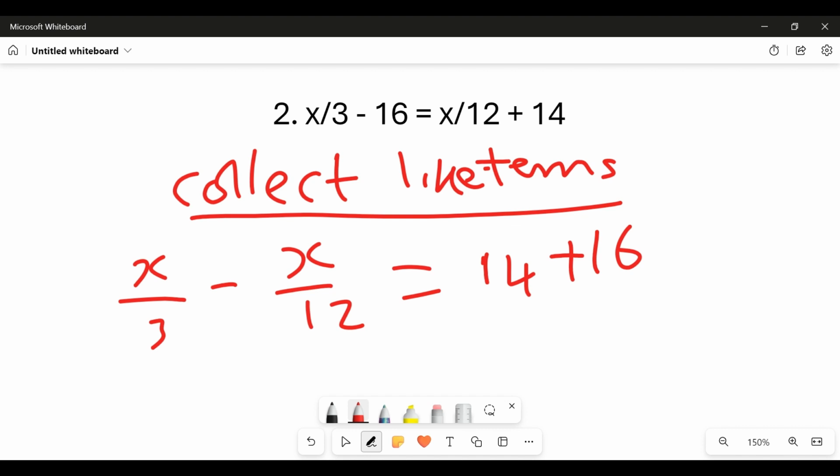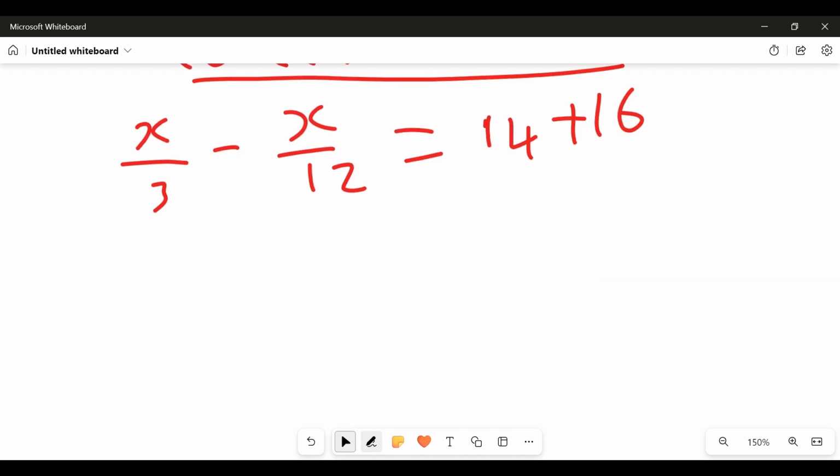So 16 is changing its side from left hand side to right hand side. So you have to change its sign. It is initially negative, so you have to change to what? To positive. Okay. So now from here, the LCM of x divided by 3 and x divided by 12 will be 12. Okay, 12 divided by 3 is 4. So this is 4 times x, which is 4x minus x.